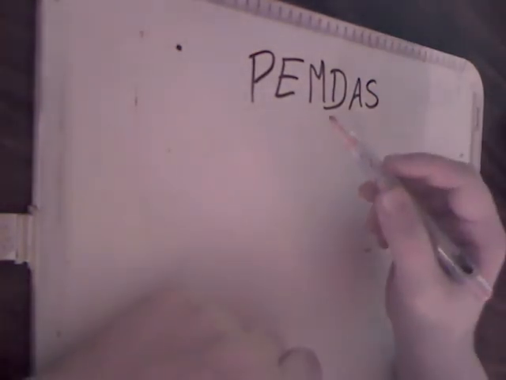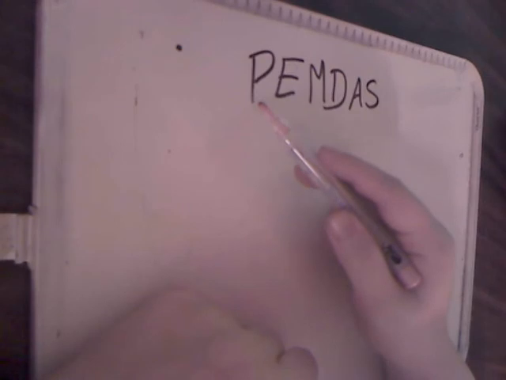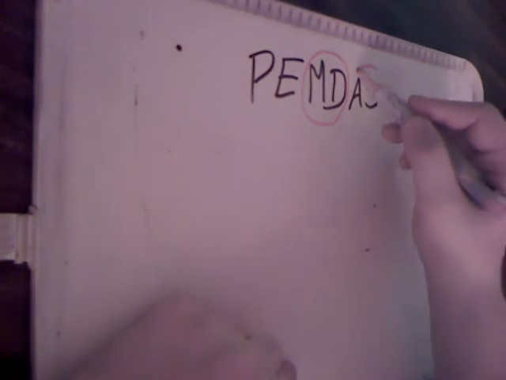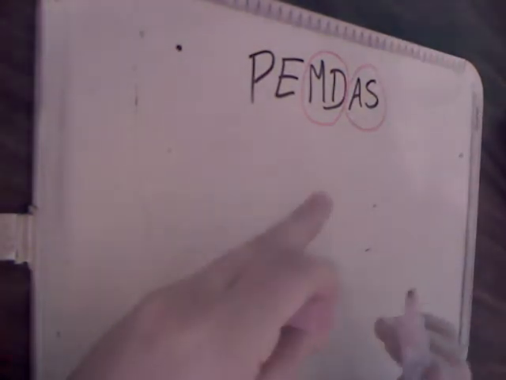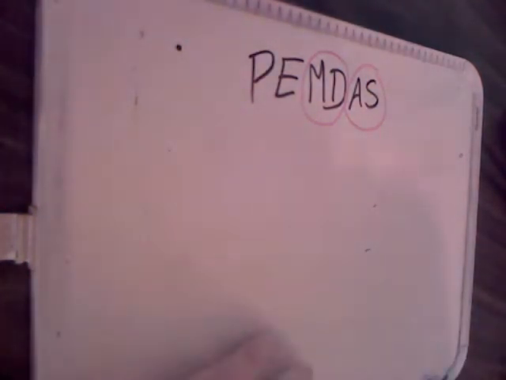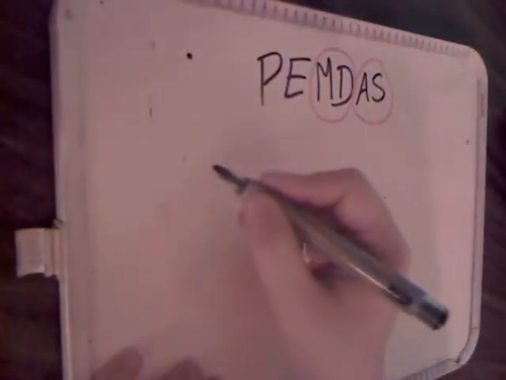There's actually only 4 steps. Parentheses, exponents, multiply or divide, add or subtract. And we're going to talk about what that means in half a second. Let's take a look at the first Pemdas problem.